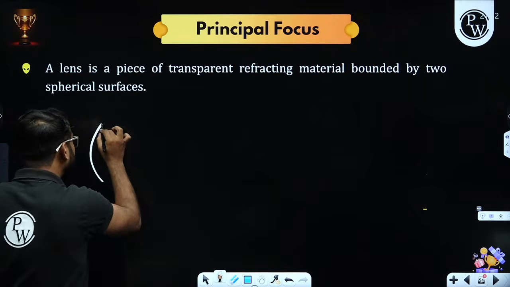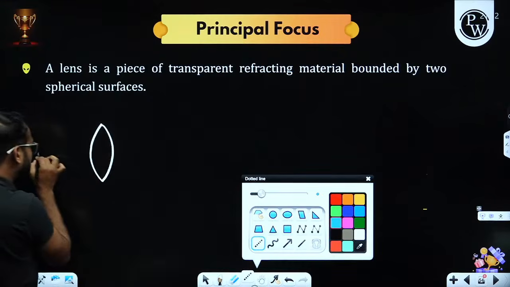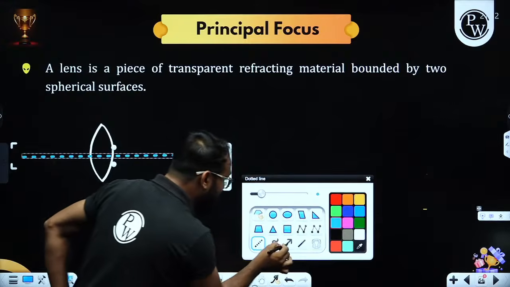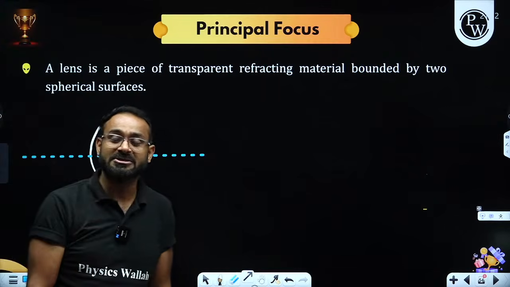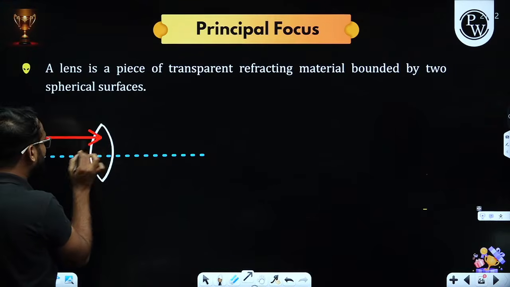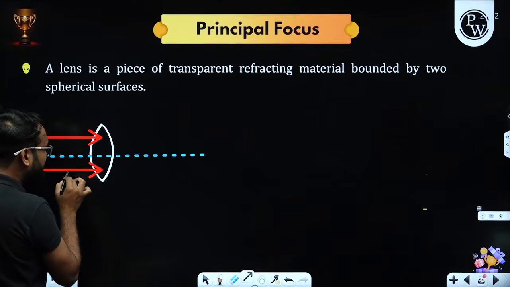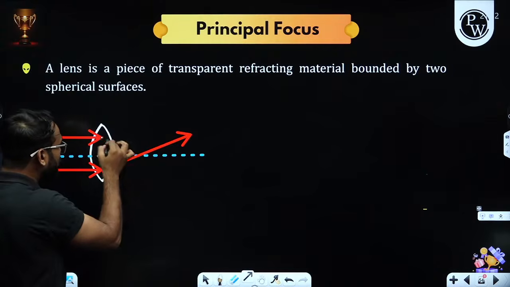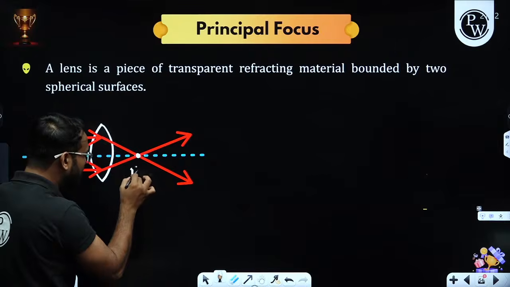So this is a convex lens. Will there be any principal axis? Yes, there will be a principal axis. How did the principal focus come into the picture? We pass parallel light rays. Okay. So there are parallel light rays which are incident over here, and as per its nature, it is going to converge and meet at one point. That is called the principal focus.